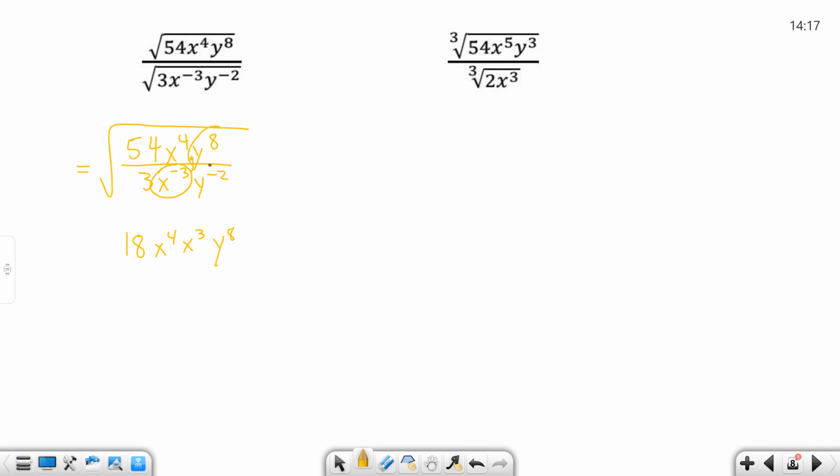Then y to the eighth stays home, right? Positive exponent. And then y to the negative 2, what does it do? It moves up as well because it is a negative exponent. And it changes from negative 2 to what? Positive 2. Now, one thing that I have not done yet is take my radical, right? So leave the square root there.